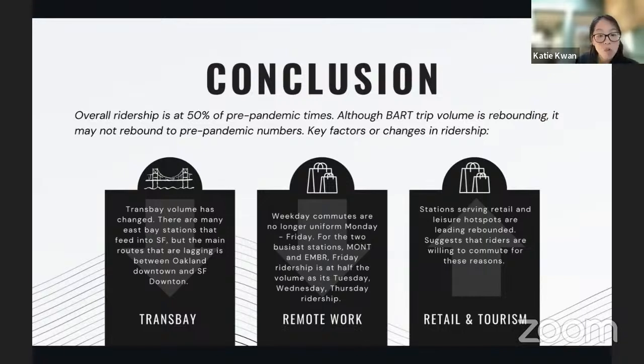Second thing is that remote work has influenced it such that weekday commute is down, especially on Mondays and Fridays. For the 2 busiest stations, Montgomery and Embarcadero, Friday ridership is at half the volume it was on Tuesdays, Wednesdays, and Thursdays. I think that's the number 1 driver of decrease in ridership. Number 3, small glimmer of hope, retail and tourism will help drive volume. So people are coming into the city or using BART when they want to, and mostly for those reasons, retail and tourism.